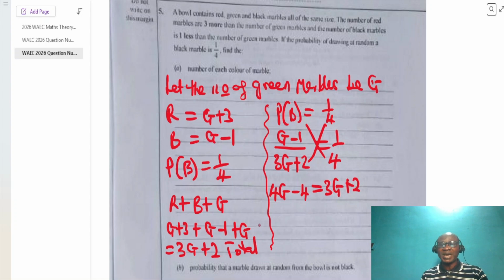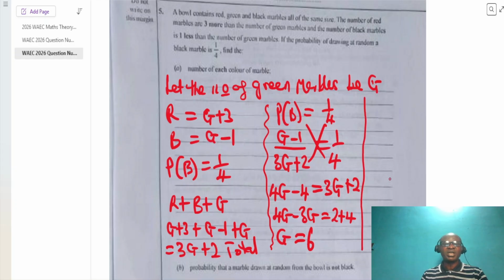At this point, I can collect like terms. 4G minus 3G is equal to 2 plus 4, moving negative 4 to the right-hand side. 4G minus 3G gives G, and that is equal to 2 plus 4, which is 6. What that means is that I have gotten the number of green marbles. So for green marbles, the number is equal to 6.